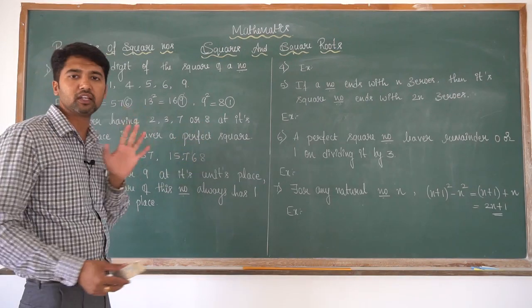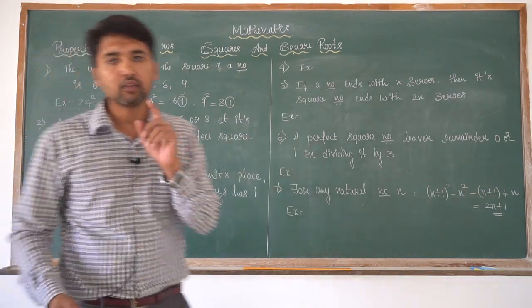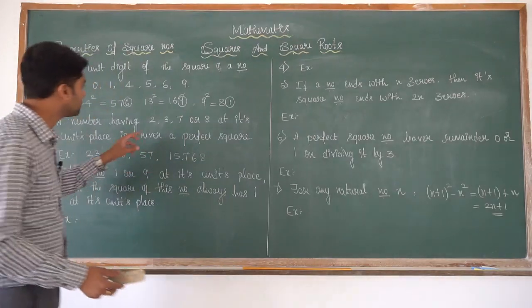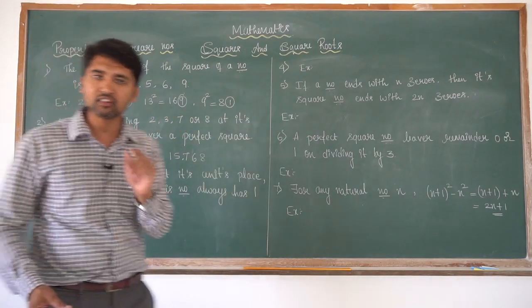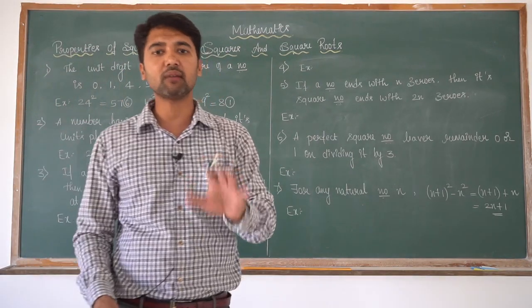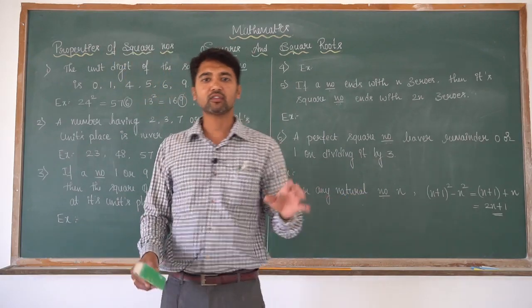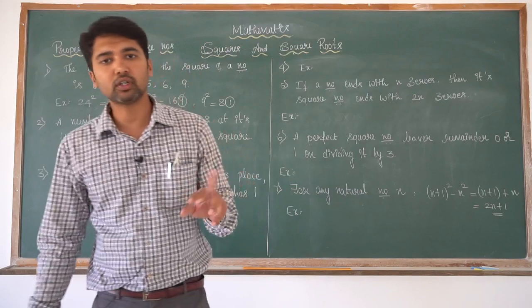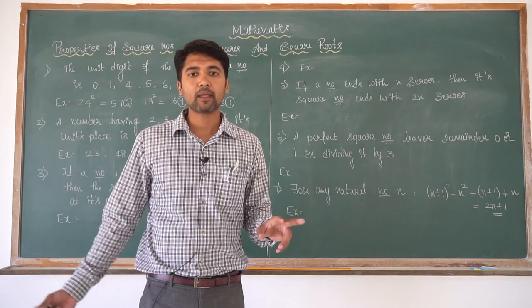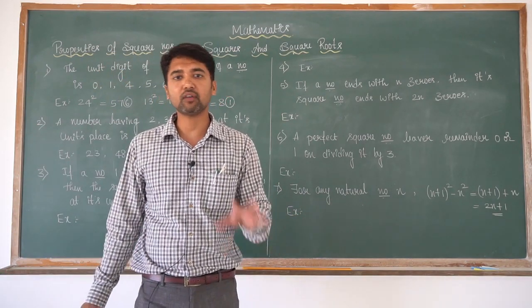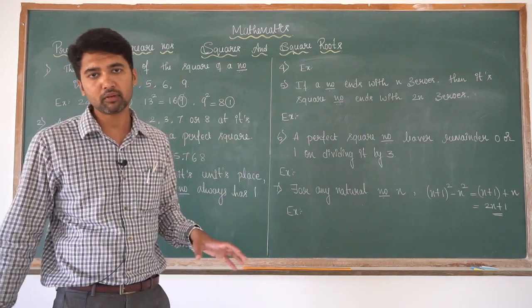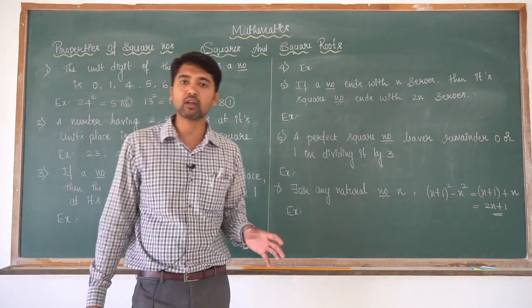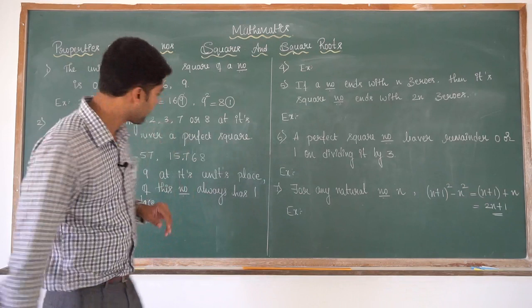in its units place. Whenever you find these digits, that is 2, 3, 7 or 8 in its units place, then we can say that the number itself is not a perfect square number. This is the second property. So you should learn this very well. You should be knowing this very well to identify whether the number is a perfect square or not. This you have to find out.